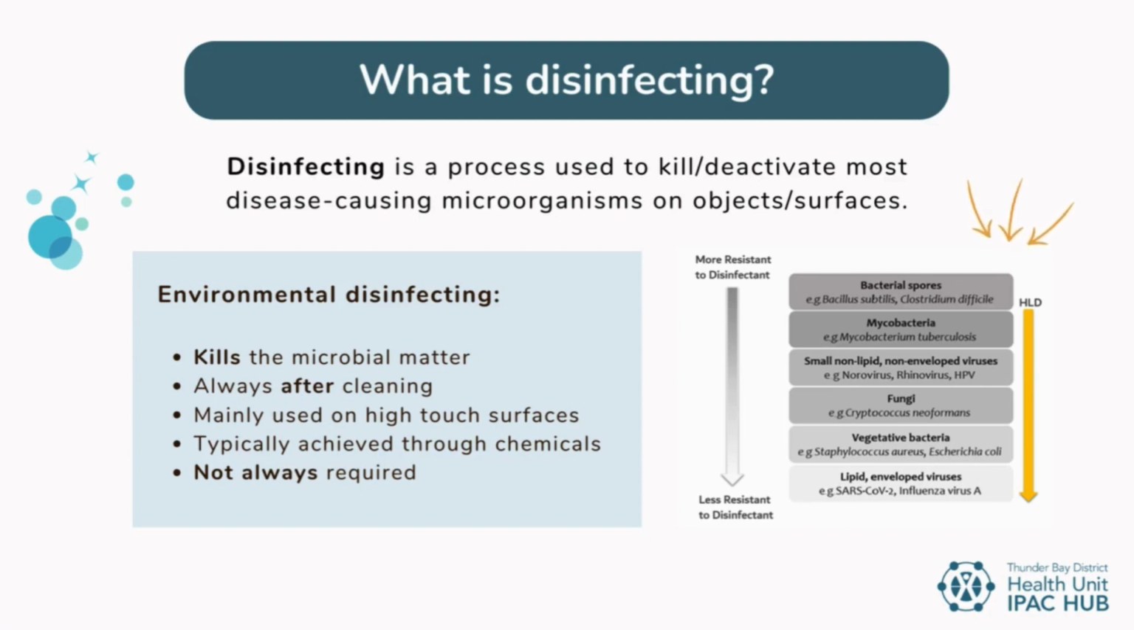Looking at the image we have on the right, we can see the spectrum showing which organisms are more resistant to disinfectant and less resistant. We can see COVID-19 and influenza A are quite susceptible and most disinfectants will work against them. Bacterial spores, however, are the hardest to kill as they create their own full body shield around them.